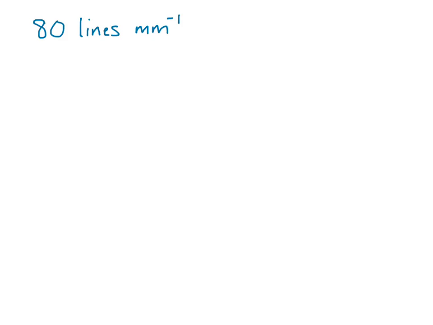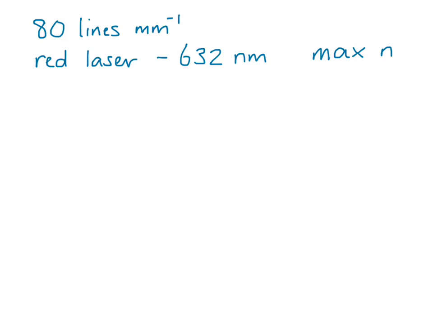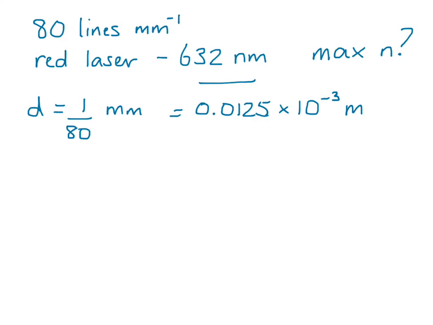So let's have some numbers. Let's say we use an 80 line per millimetre diffraction grating. We use a red laser which has a wavelength of 632 nanometres, and we want to know how many bright spots we will see. So if d is an 80th of a millimetre, that's 0.0125 times 10 to the minus 3 metres. All these values must be in metres when you put them into the equations.